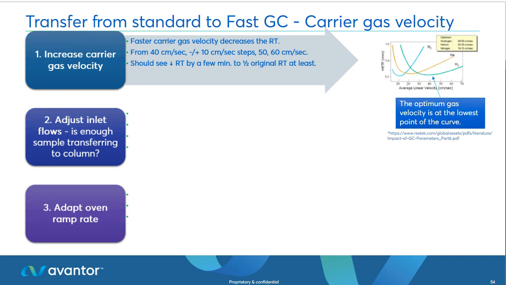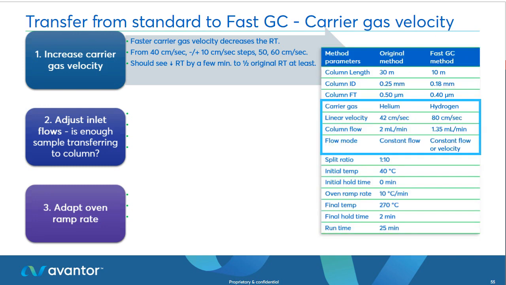So when we've transferred to this FastGC method, in this case, we have moved from helium to hydrogen. You may not be able to do that at the moment, just because you may have a gas setup and that's the gas that you're going to use. But ideally, we want you to use hydrogen. Helium is much more difficult to optimize because it's more viscous, and you can't go up to these higher linear velocities. So in this FastGC method, we're at 80 centimeters per second.